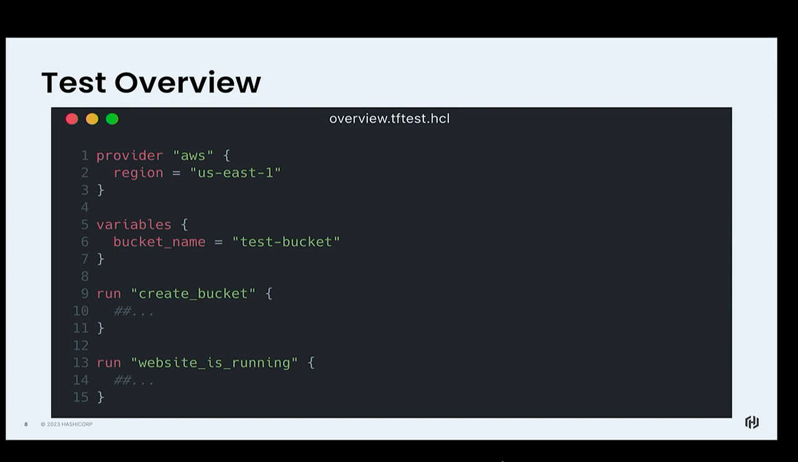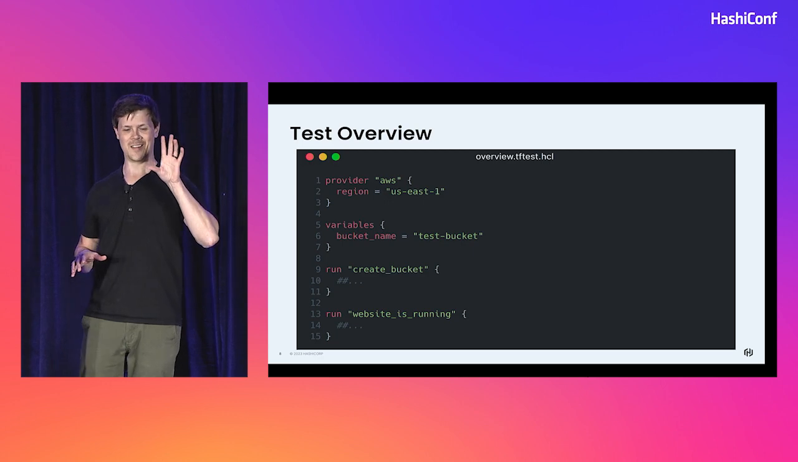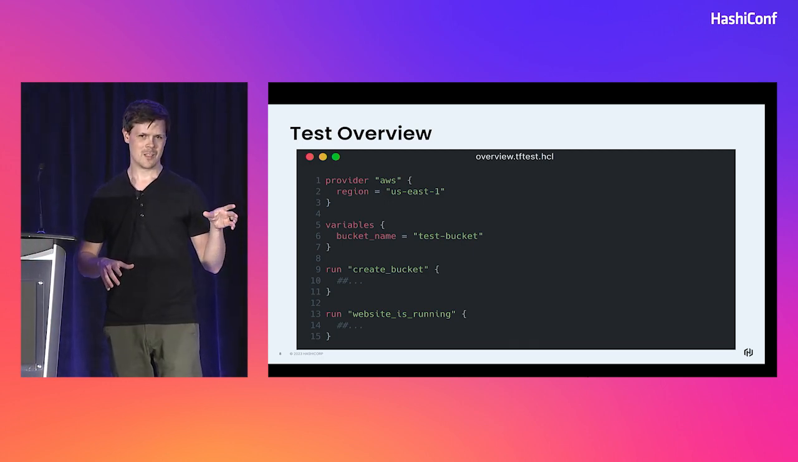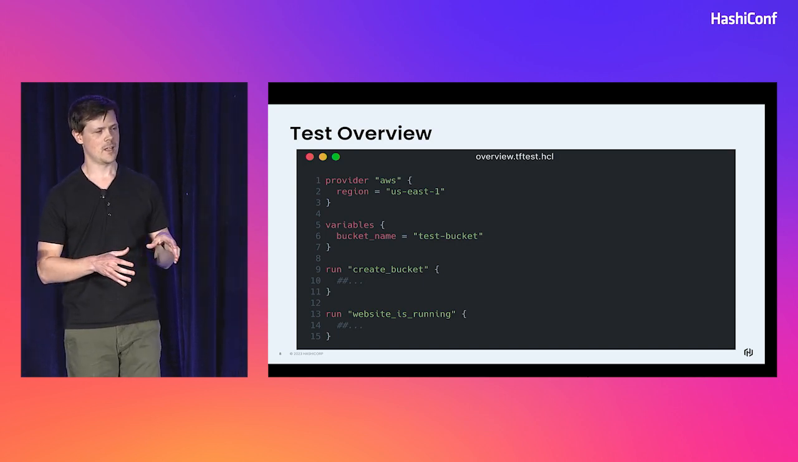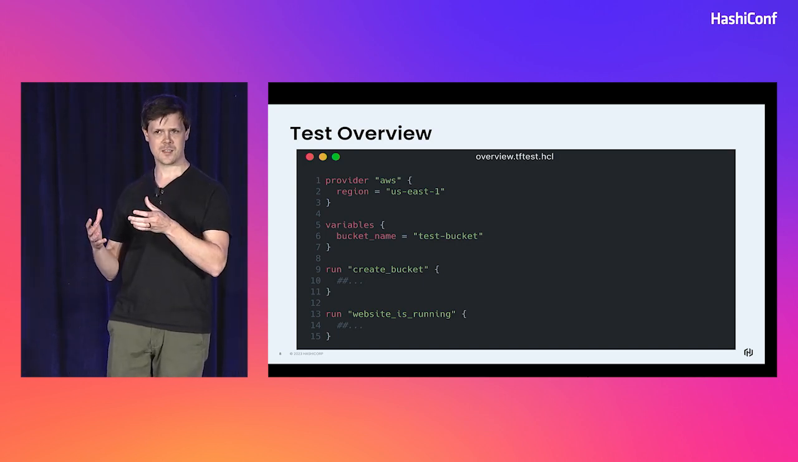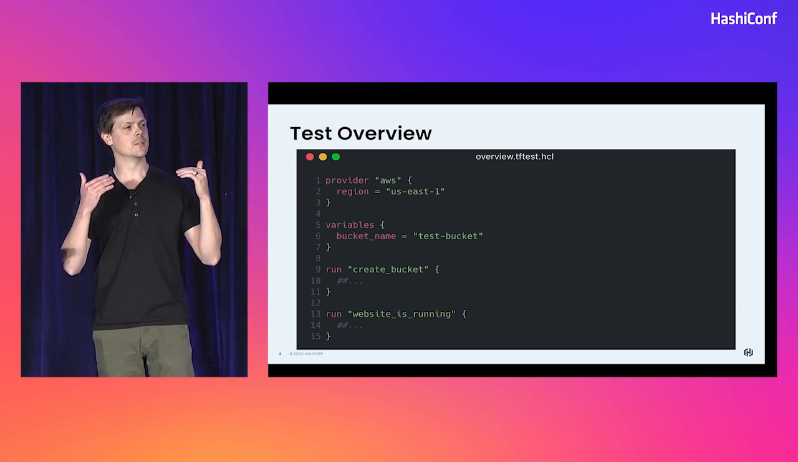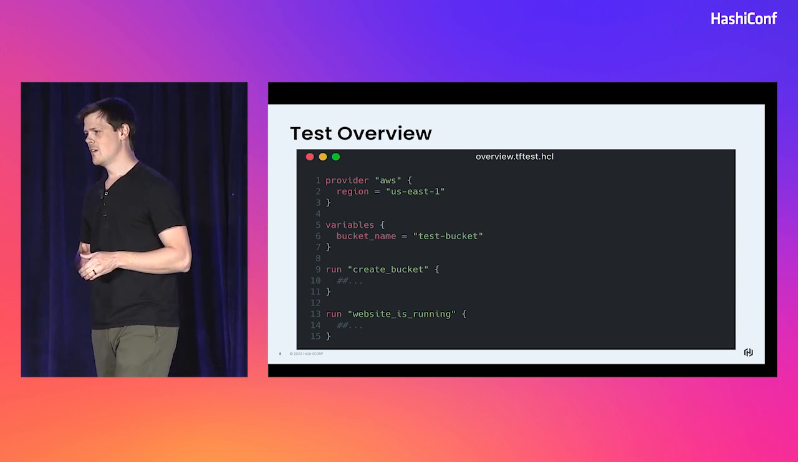I'm going to say this about a few things, so I apologize in advance. But you can have multiple test files. When you run Terraform tests, by default, it'll look in the root directory. And if you have a directory named test, it'll look there as well, and run them in alphabetical order. So let's just start at the top.